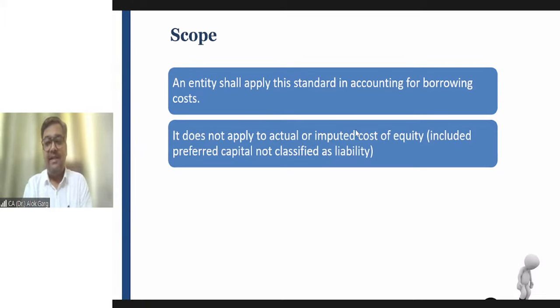Now, if I'm raising money through loan, it is a borrowing cost. Yes, it is a borrowing cost. When I'm raising money through equity, is it a borrowing cost? The cost of equity is a borrowing cost? Answer is no. The actual or notional cost of equity is not a borrowing cost, right? Is that clear?